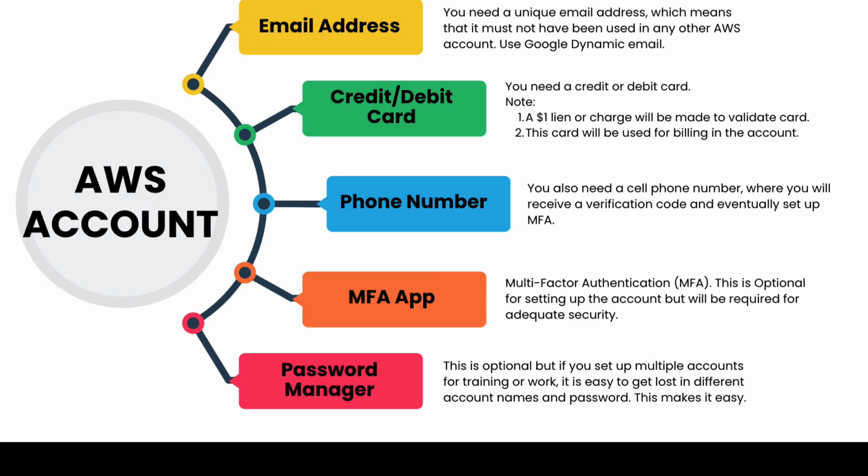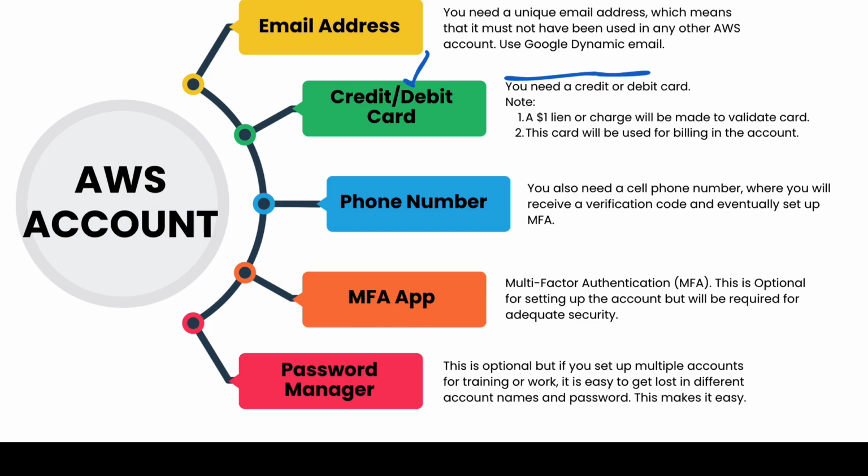And next, the requirements to open an account in AWS. There are 3 main things you need to open an account in AWS, but the other 2 I put there as optional. The first thing you need is an email address, a valid email address, because a verification code is going to be sent to you, and you have to input that verification code into the AWS account when you're setting it up. So you need to have a valid email address. And there are ways you can use dynamic email addresses in Google to help you get additional email addresses. I'll go over that on the next slide.